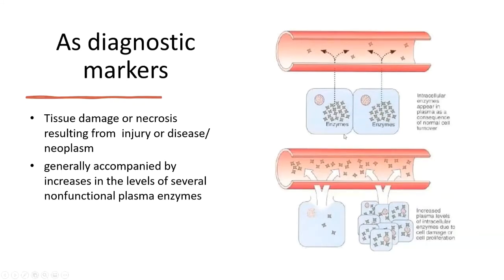This is the normal cell turnover. A very small amount of non-functional, non-specific plasma enzymes get released and are present in the blood vessels. But when there is a neoplasm, excessive cell growth, or damage to a tissue or cell, then these cytosolic enzymes come out and are present in the blood plasma at higher concentration.